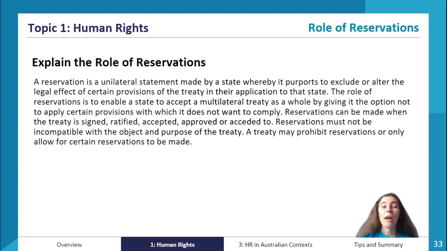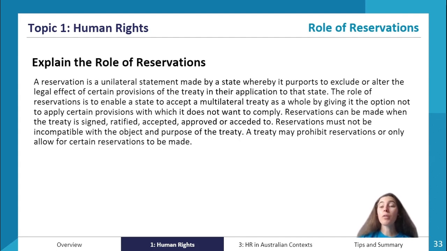So an example of a paragraph response to explain the role of reservations. It's a unilateral statement made by a state whereby it is saying that it's going to exclude or alter the legal effect of certain provisions of the treaty in their application to that state. So it's saying overall we are agreeing to this treaty or this convention. However, we aren't agreeing to this specific aspect of it, and we don't need to follow the different things that it's outlining in that section of it.